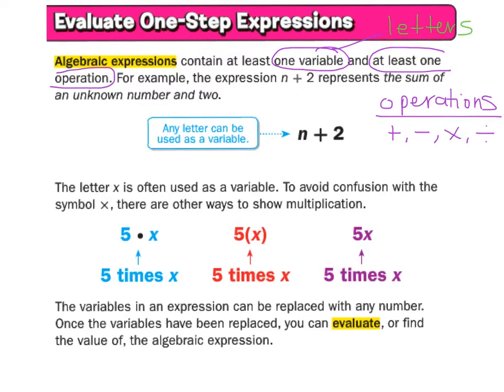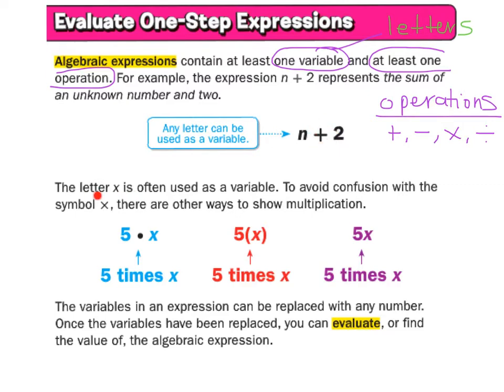So, for example here, any letter can be used as a variable. A lot of times we'll see n. So here this expression is n plus 2, which means that we have the variable. So it's an algebra expression. And we have an operation here. We're going to find the sum because we're adding.